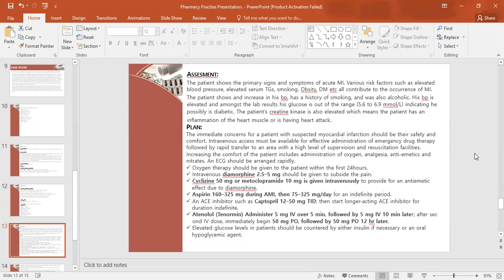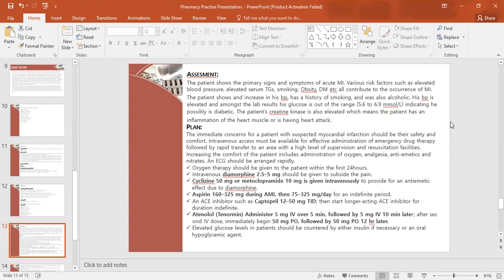The assessment: the patient shows primary signs and symptoms of acute MI. Various risk factors such as elevated blood pressure, elevated serum triglyceride levels, smoking, obesity, and diabetes mellitus all contribute to the occurrence of myocardial infarction. The patient shows an increase in his blood pressure and he has a history of smoking and he was also alcoholic. His blood pressure is elevated and amongst the lab results, his glucose is out of the range.